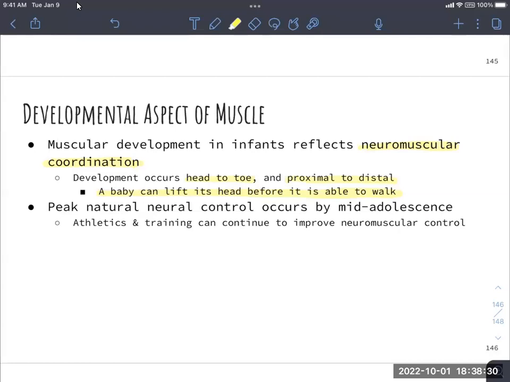We have our peak neural control by mid-adolescence. Athletics and training can continue to improve your neuromuscular control. The longer you do exercise, the longer it can keep your neuromuscular control in peak condition.